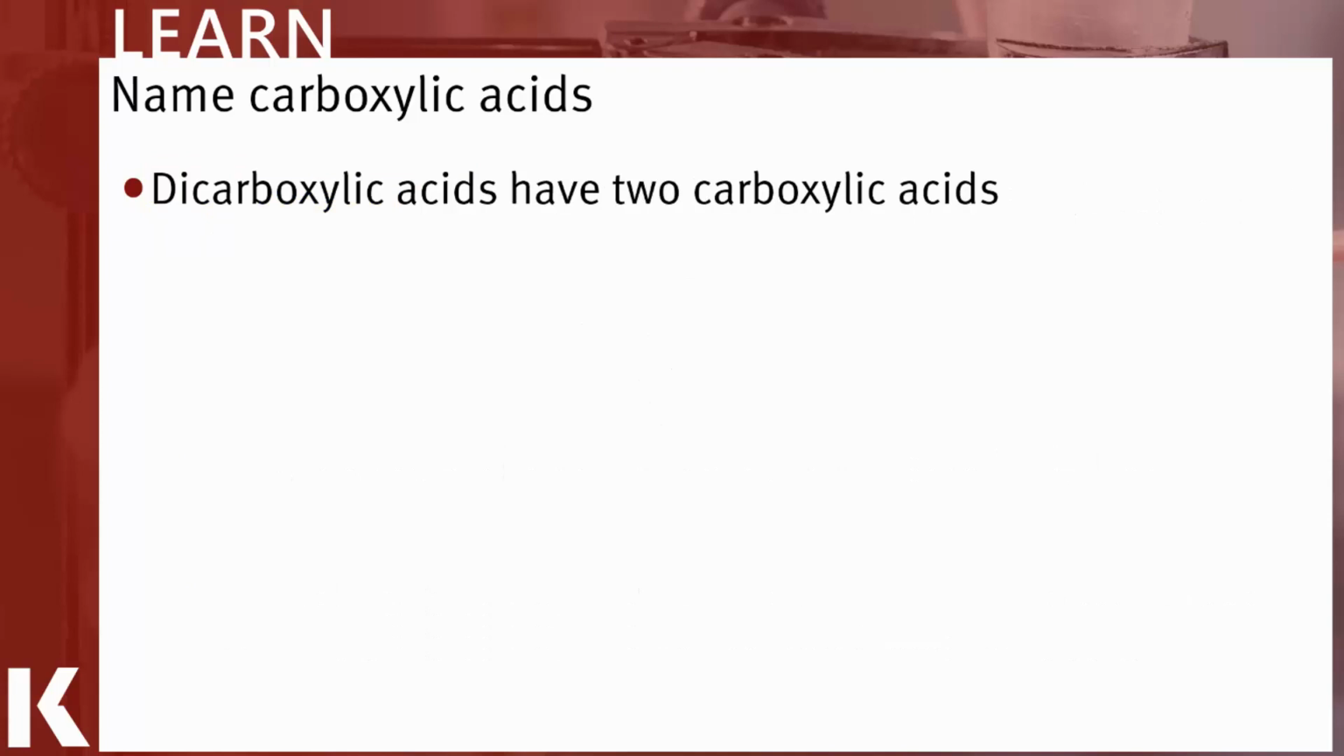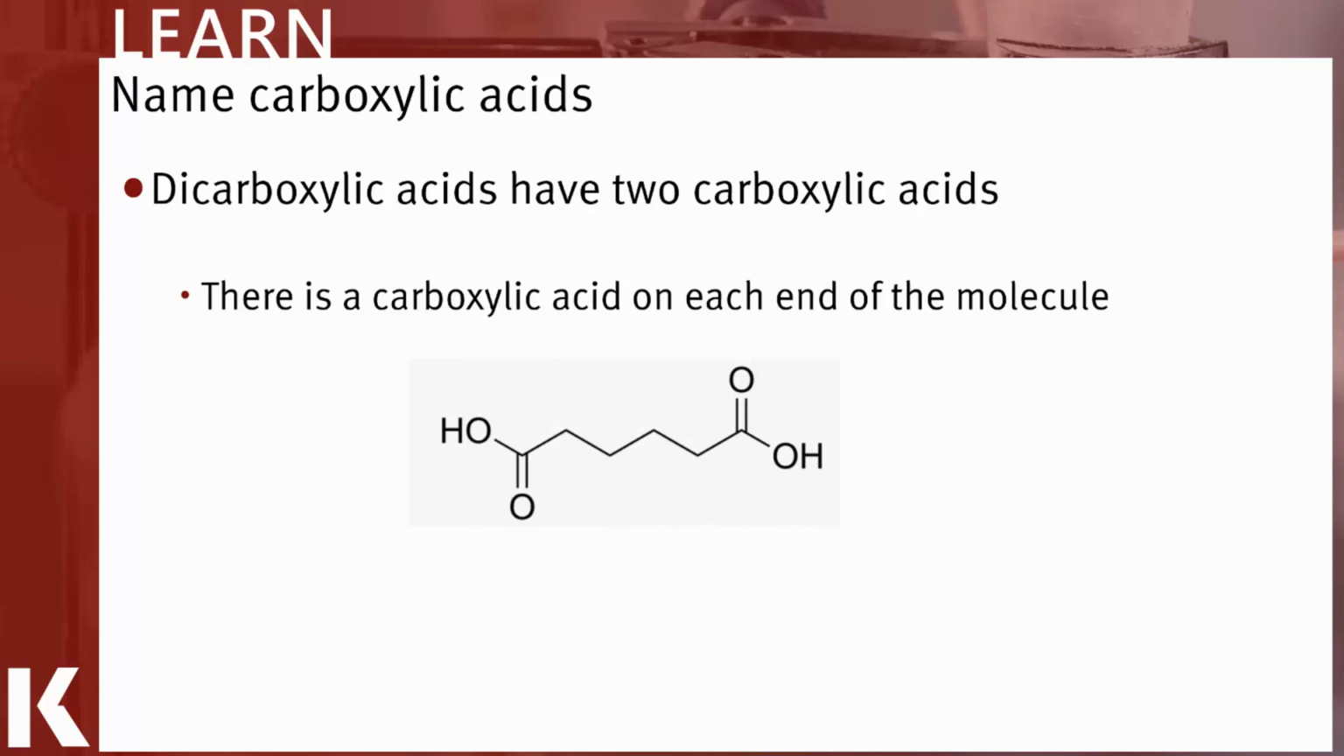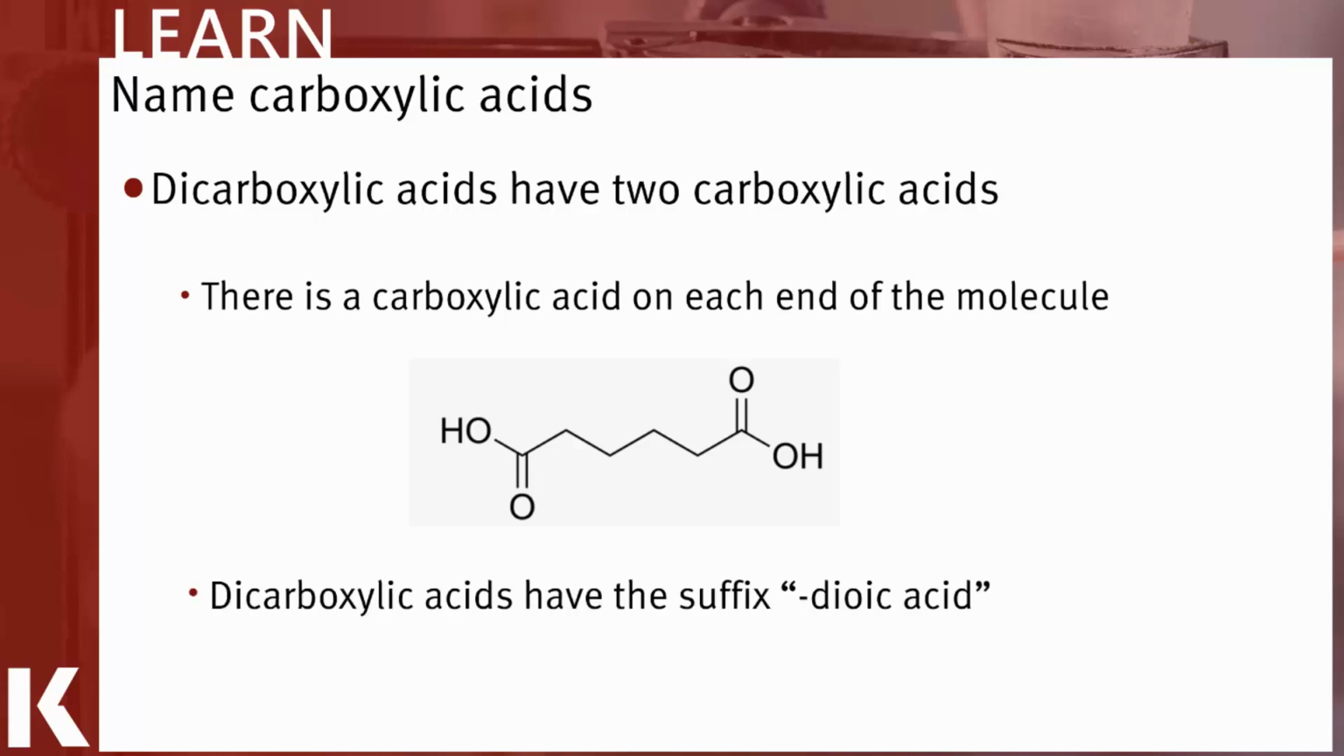Of course, we can have more than one carboxy group in a molecule. And if we have 2, it's a dicarboxylic acid. Here, for example, again, is hexane represented with a carboxy group on both ends of the molecule. In that case, we add the suffix -dioic acid. So this is hexanedioic acid.